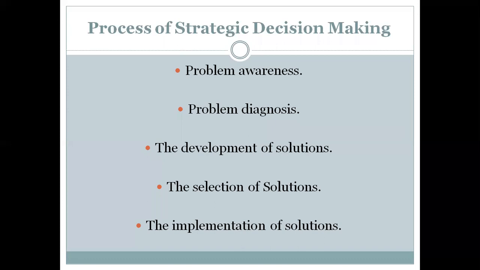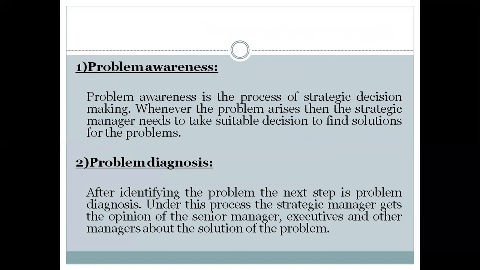The process of strategic decision making has point number one, problem awareness, problem diagnosis, development of solutions, selection of solutions, implementation of solutions. These are the 5 points for any decision making process. Guys, point number one, problem awareness. Problem awareness is the first process of strategic decision making. Whenever a problem arises, the strategic manager needs to take a suitable decision to find solutions for the problem.